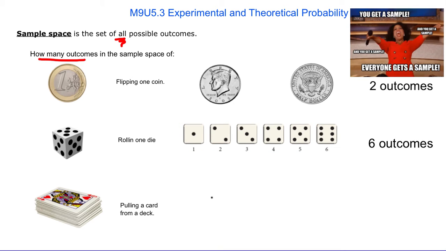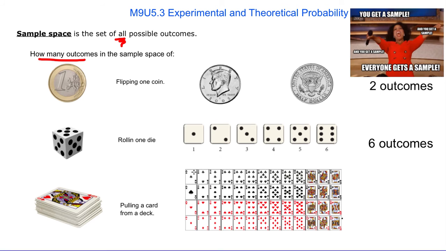Great. Same sort of thing with pulling a card from a deck. The outcomes are any of the cards in the deck, and there happen to be 52 cards in the deck unless your little brother has eaten some of them, right? So this has 52 outcomes. Neat. Great, moving on. So that's sample space. Everybody gets a sample. All right.